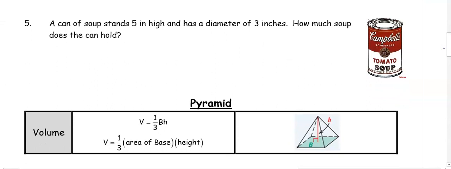Number 5, a can of soup stands 5 inches tall and has a diameter of 3 inches. How much soup does the can hold? So this can is 5 inches tall. If it's got a diameter of 3, that means the radius is 1.5. So we would have pi 1.5 squared times 5, and we get 11 1/4 pi inches cubed.